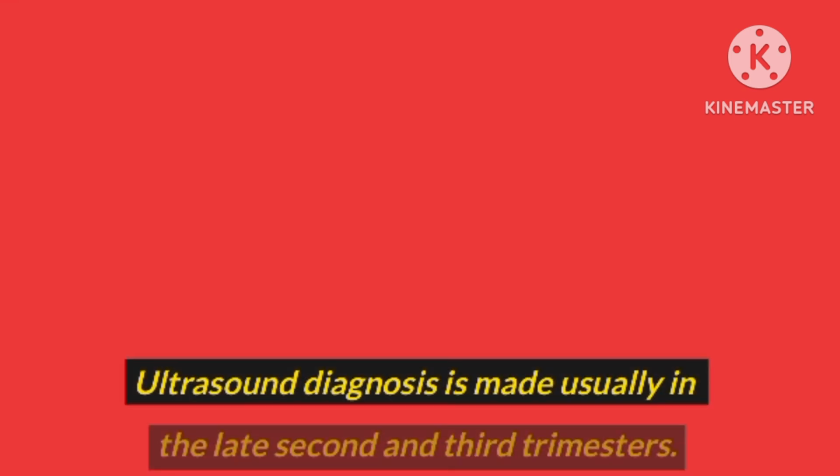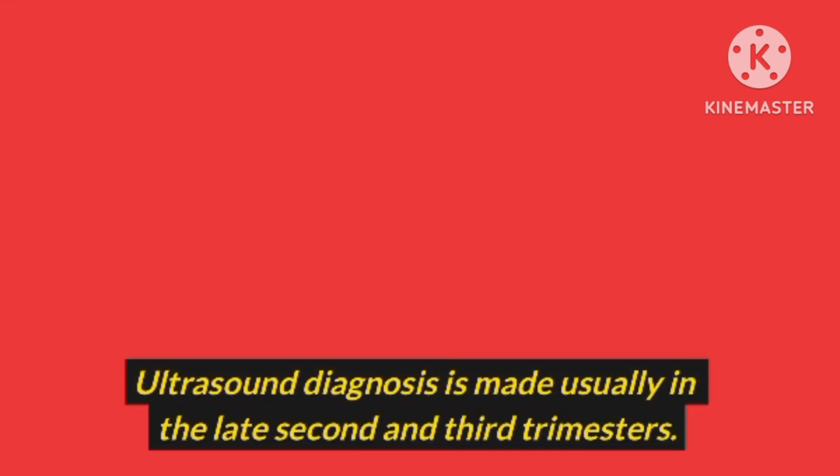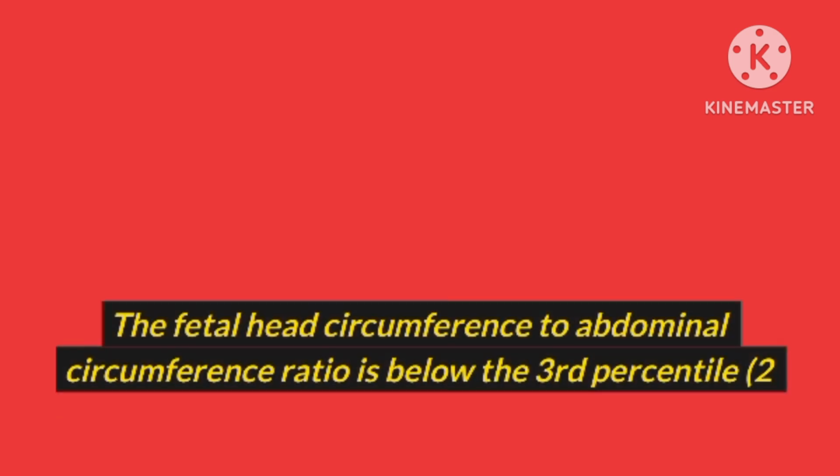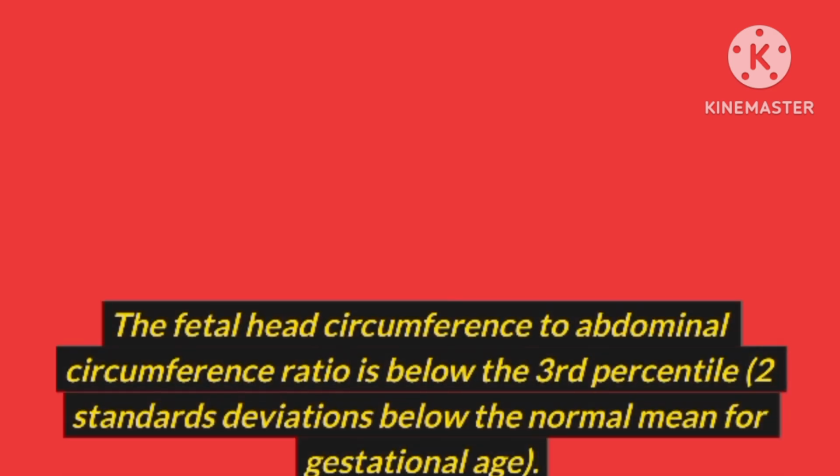Number 17, microcephaly. Ultrasound diagnosis. Ultrasound diagnosis is made usually in the late second and third trimesters. The fetal head circumference to abdominal circumference ratio is below the 3rd percentile, 2 standard deviations below the normal mean for gestational age.